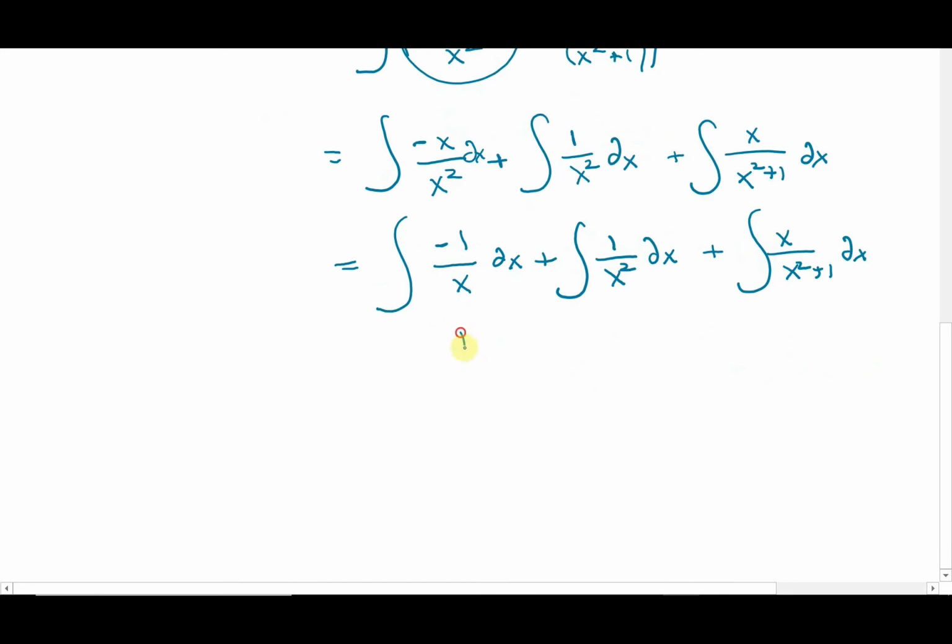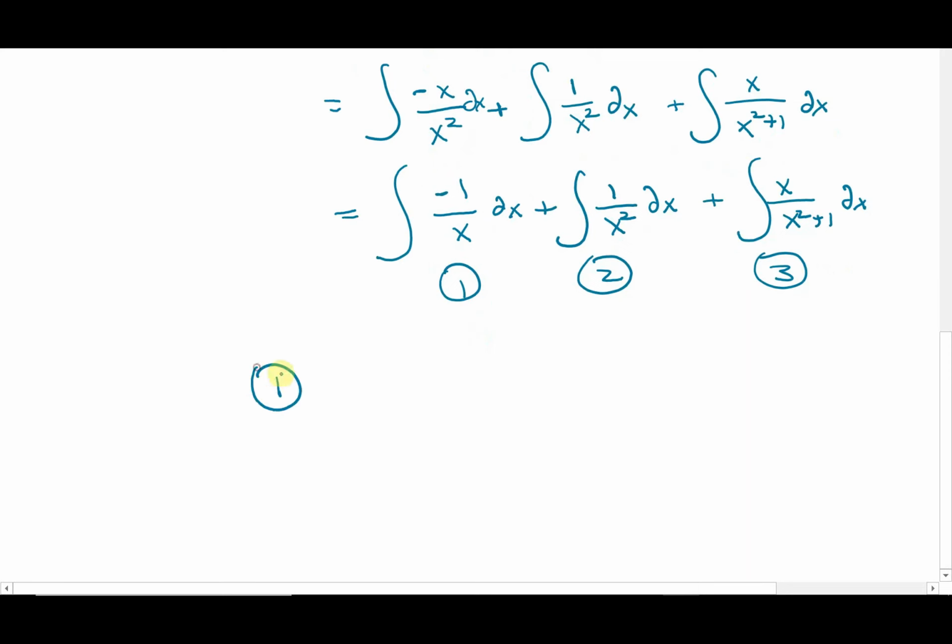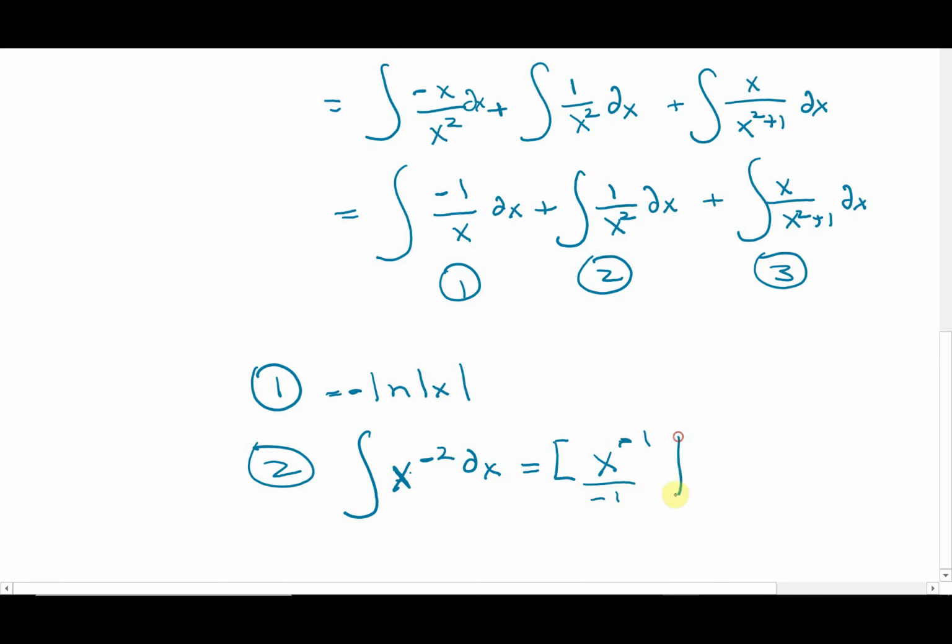We're going to work with this, let this be 1, this 2, this 3. So we're going to focus on 1. 1 equals negative ln x, and we're going to add plus c at the end. For 2, this is just the integral of x to the negative 2 dx. Remember, you add 1, so it's x to the negative 1 over negative 1. So equals negative 1 over x.